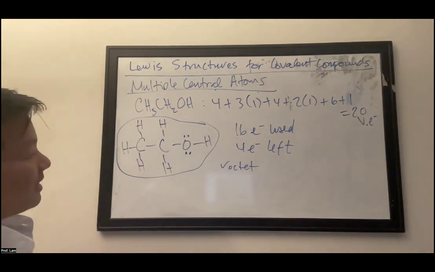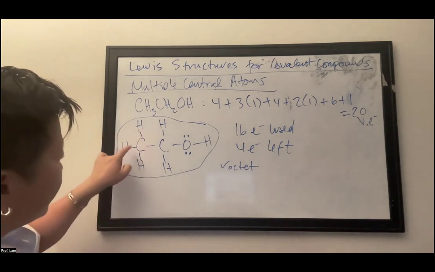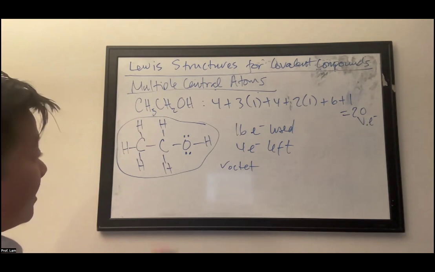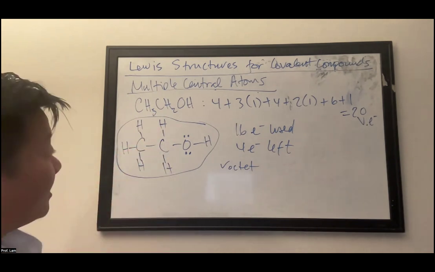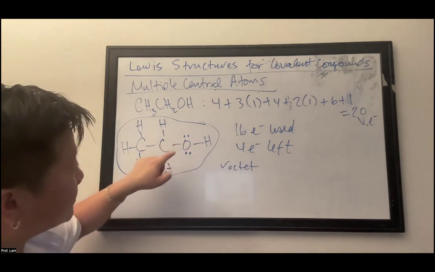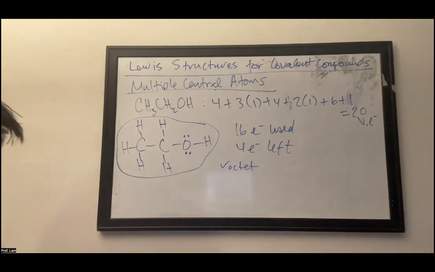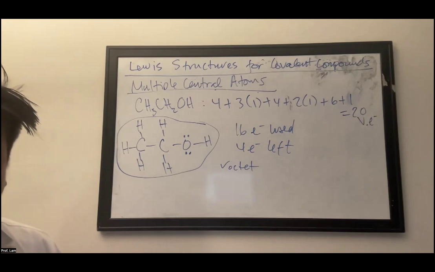Okay. Let's check the bonding patterns as well, right? Carbon likes to make 4 bonds without lone pairs. This carbon, 1, 2, 3, 4 bonds without lone pair. This oxygen, 1, 2 bonds, right? And 2 lone pairs. Okay. Fitting, and all the hydrogens making single bonds, right? It fits our bonding pattern.